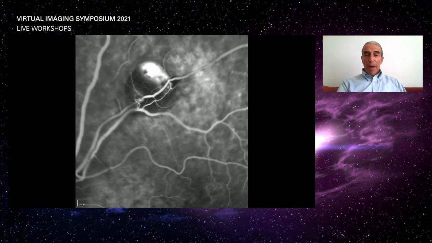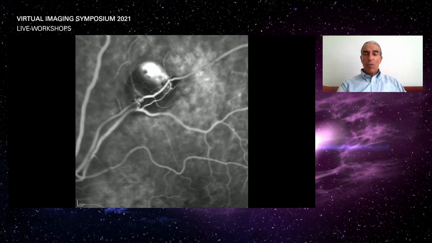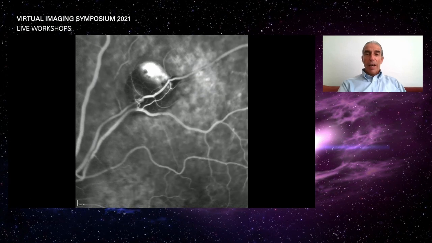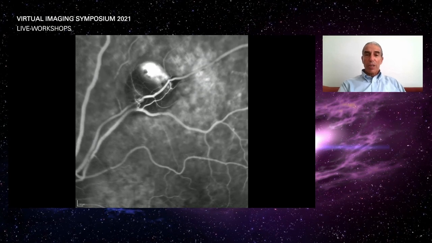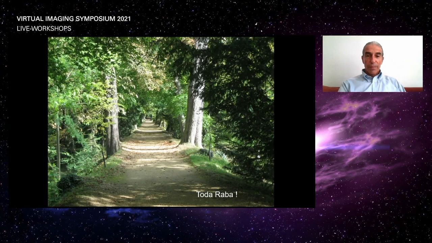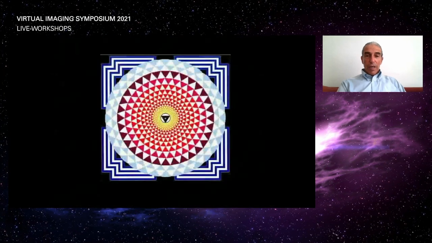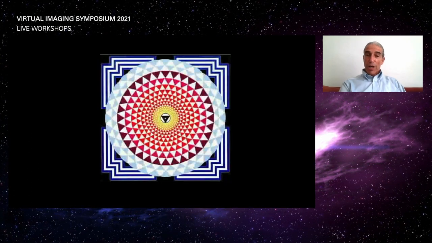So by using a simple technique with our fluorescein and ICG, we can arrive at a better understanding of retinal choroidal anatomy using stereo imaging online presentations. Thank you very much, and I hope we have time for some questions.